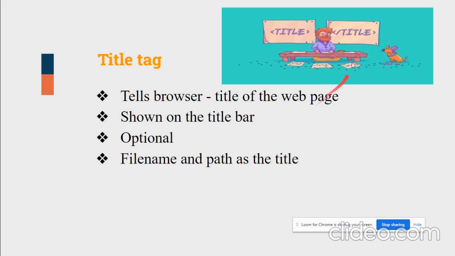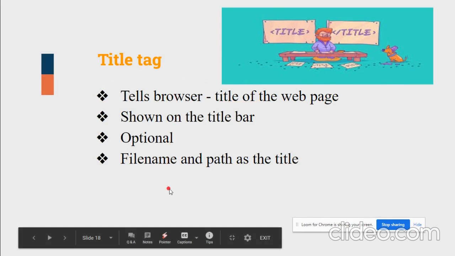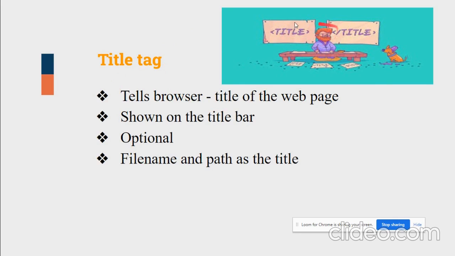Next is the title tag. What is a title tag? So what can you tell about the title tag after seeing this? This is a container element because it has opening and closing tag. What else can you tell? This helps the browser to identify the title of the web page.